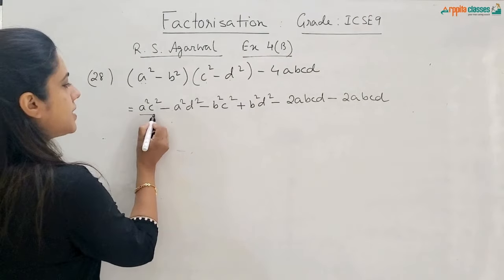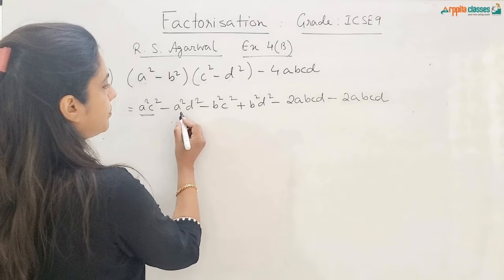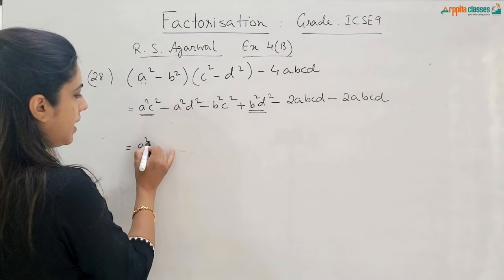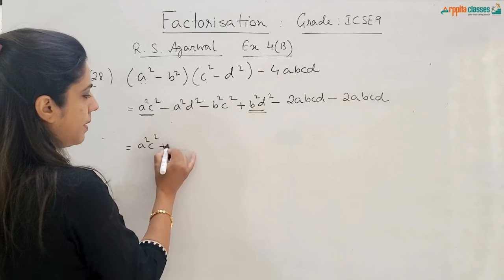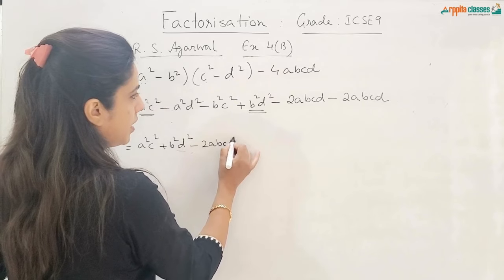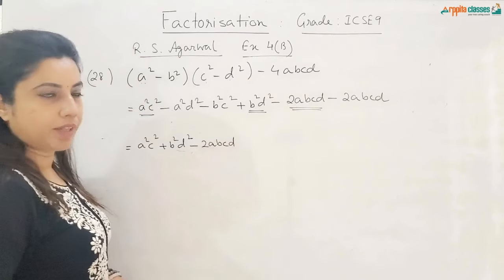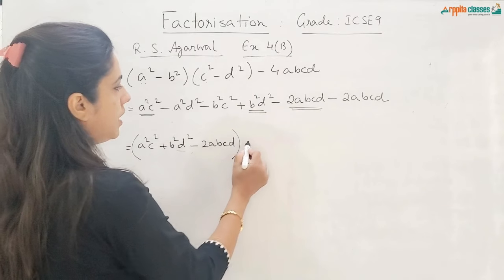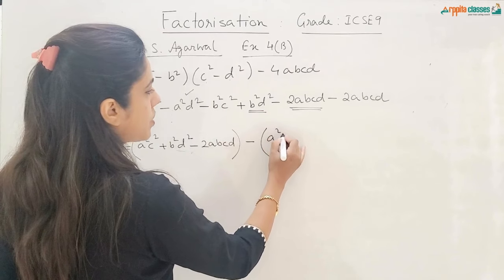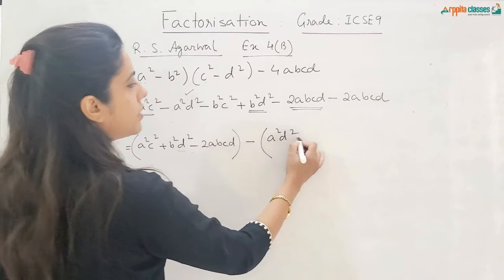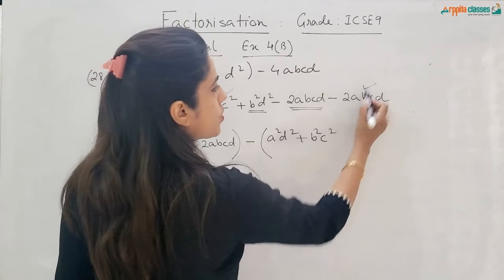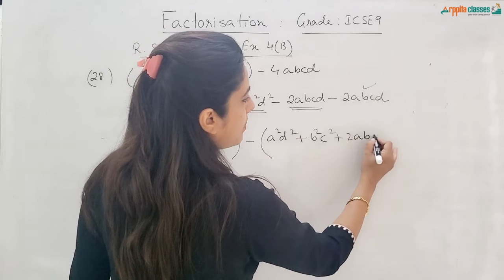See, here it is AC and BD. These two I'll take together. A square C square plus B square D square minus 2ABCD. So I've taken these 3 terms together. Okay, I'll group it. I'll take a minus sign common. After that, I'm going to take A square D square. This sign will get changed and it will be B square C square. And I'm taking this also. So the sign will get changed to ABCD.